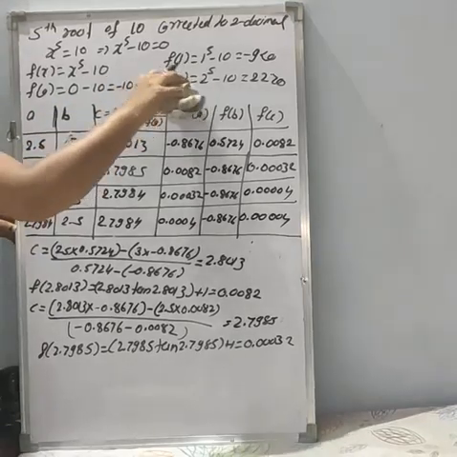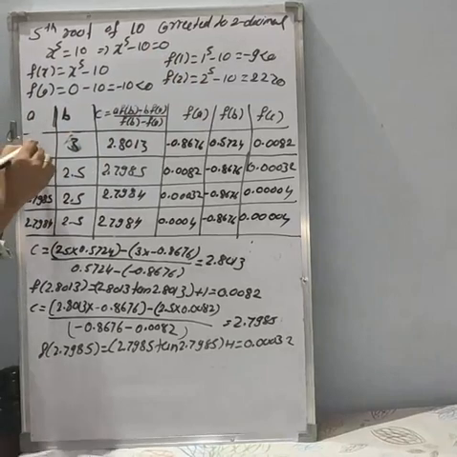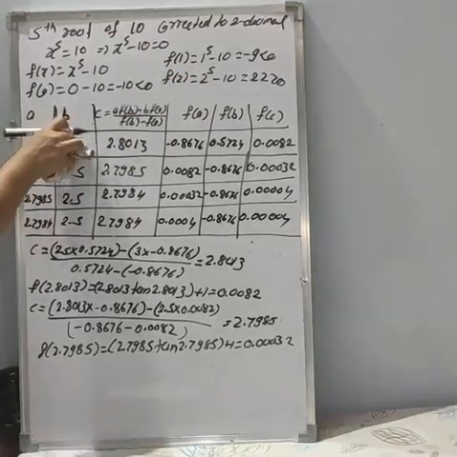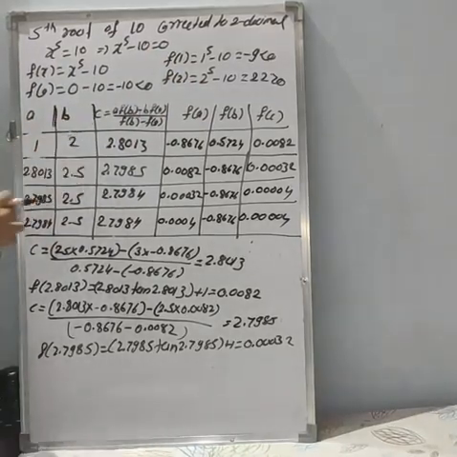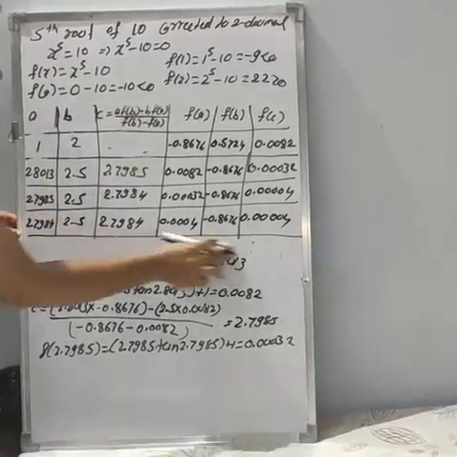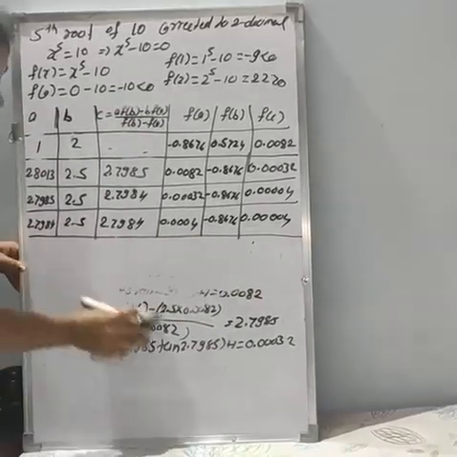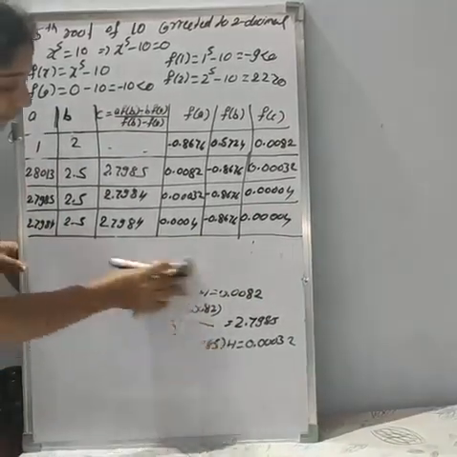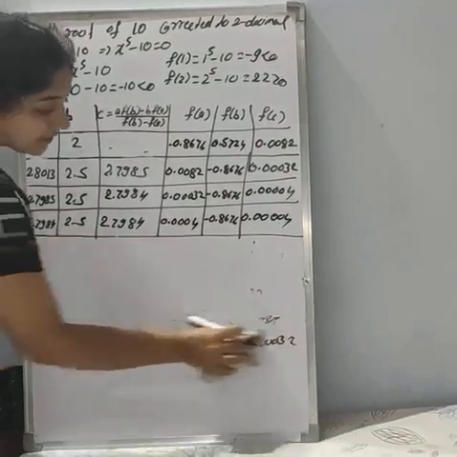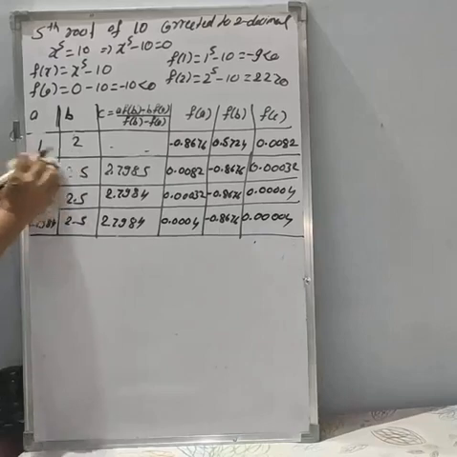So for a we can take 1, for b we can take 2. So take a is equal to 1 and b is equal to 2. Now we have the values of f of a and f of b also. Okay, and see, this is corrected to 2 decimal places. So try to take the round figure and write down the value up to 2 decimal places only. You will get it easily.